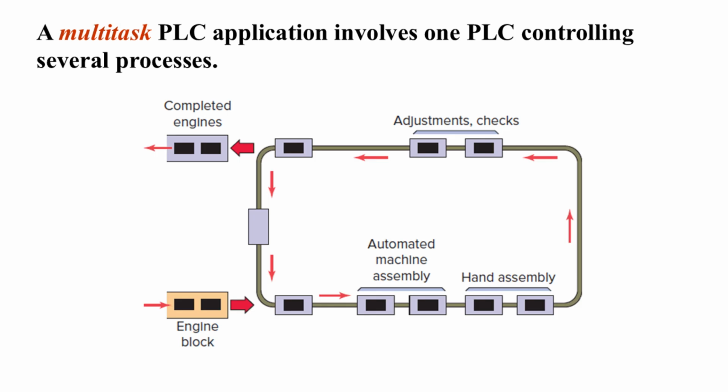In a multitask application, one PLC is responsible for controlling several processes at the same time. Here we see an example of an engine assembly line. The PLC handles multiple steps, from machine assembly to hand assembly, adjustments, and quality checks, all with one controller. This shows the flexibility of PLCs in managing multiple operations simultaneously.